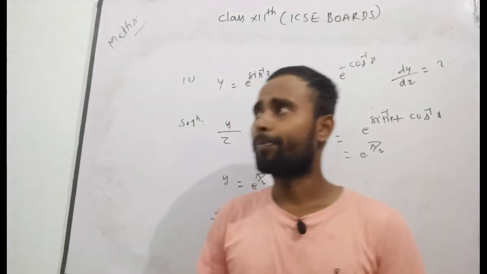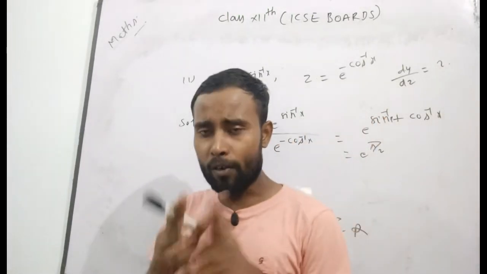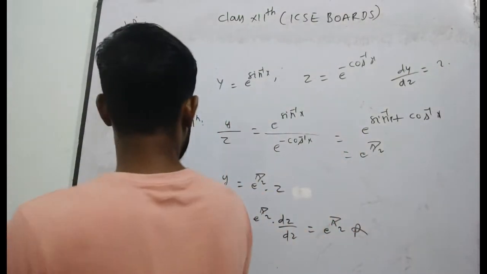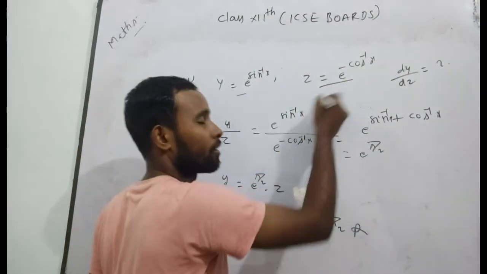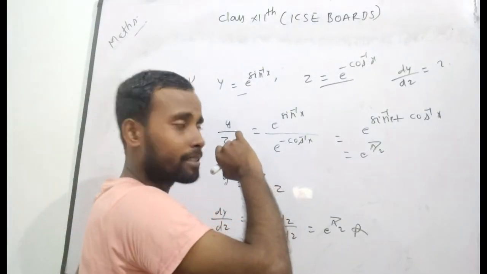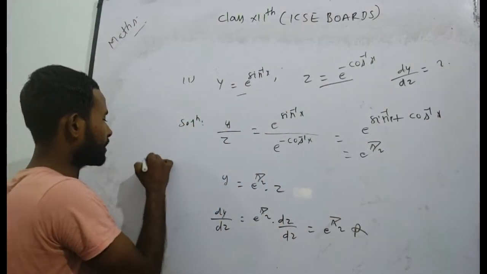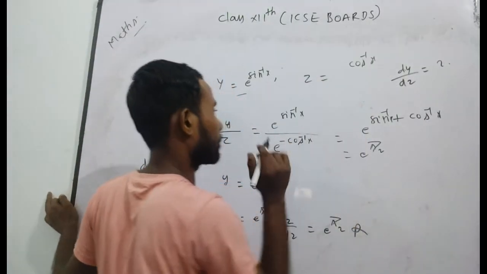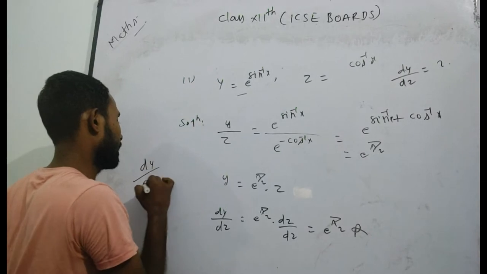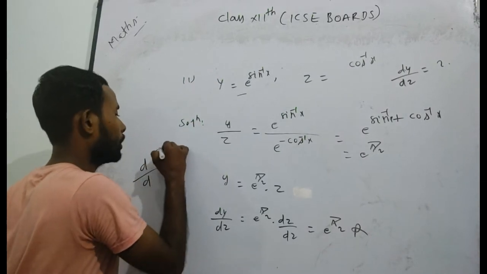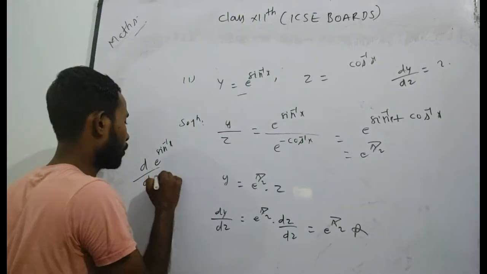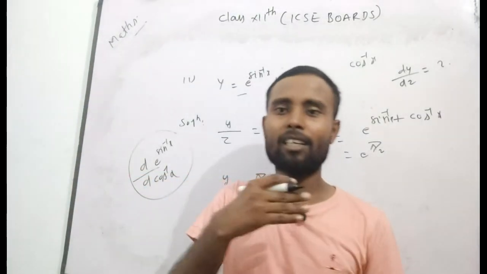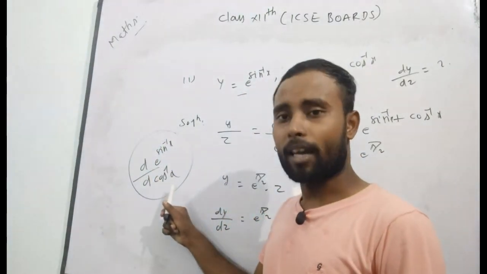In the next class I will take up your next topic, which will be derivative of one function with respect to another function. What is the meaning of it? Suppose this is y and this is z, and you have to differentiate. Sometimes there should be cos inverse x. In that case, you have to find d of e to the power sin inverse x by d of cos inverse x. This is the concept: differentiate one function with respect to another function.